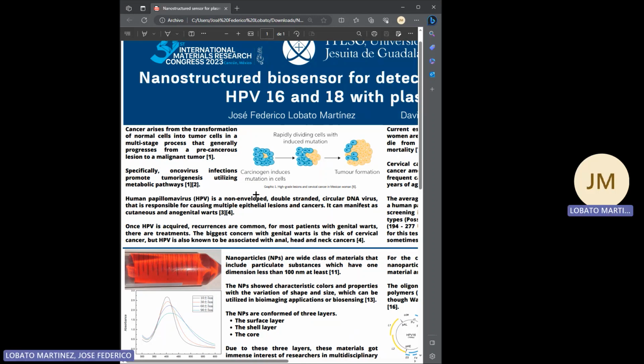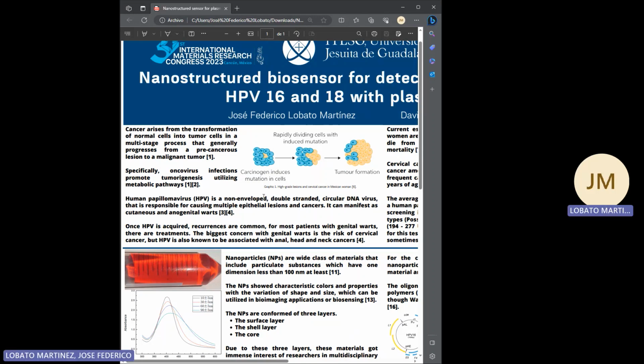These oncovirus infections promote tumor genesis utilizing metabolic pathways. The method by which oncovirus cause cancer varies by the oncovirus genetic material: DNA, RNA, or retroviruses. One common way is to induce uncontrolled cell growth by interfering with the tumor p53 gene. Human papillomavirus, or HPV, is a non-enveloped double-stranded circular DNA virus that is responsible for causing multiple epithelial lesions and cancer.